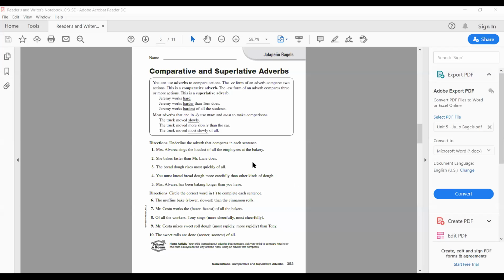This is the Readers and Writers Notebook. We have an exercise for your grammar, which is your comparative and superlative adverbs. Like I said, I will tackle this with you in a separate video, so that this video doesn't take up too much of your time. You also have some examples in your grammar book.